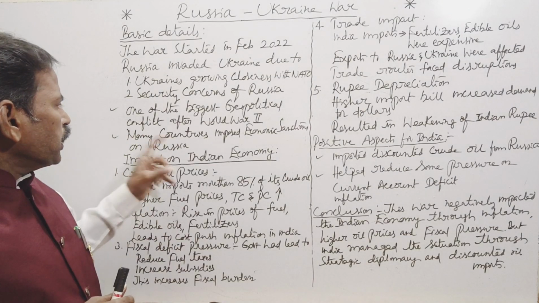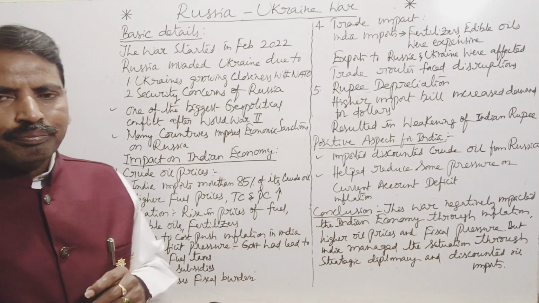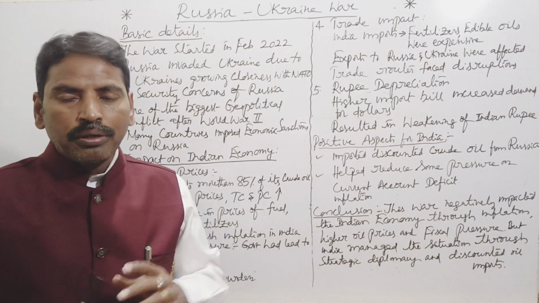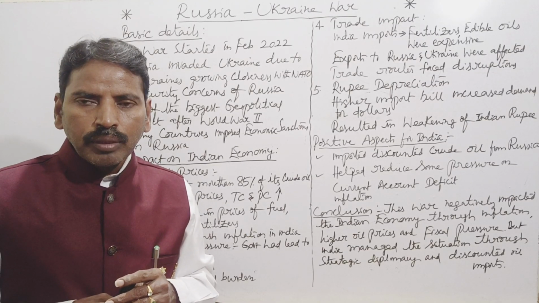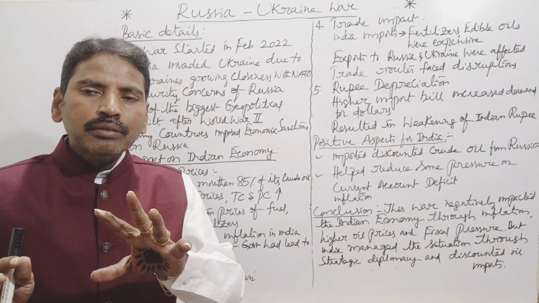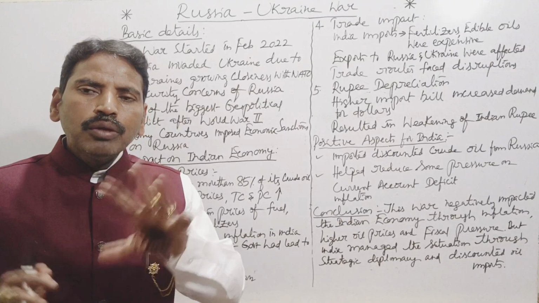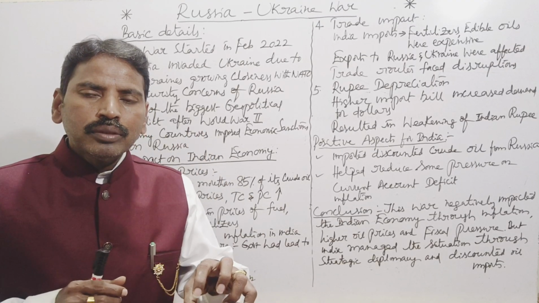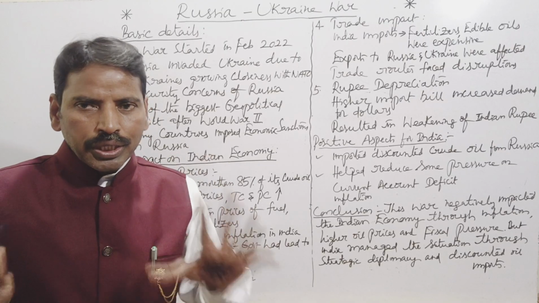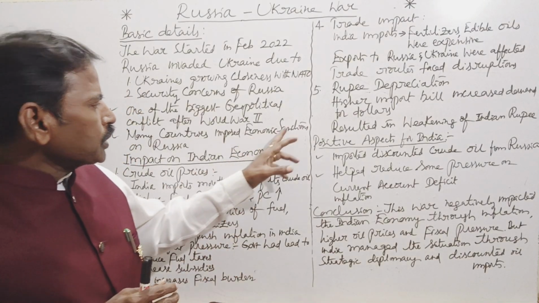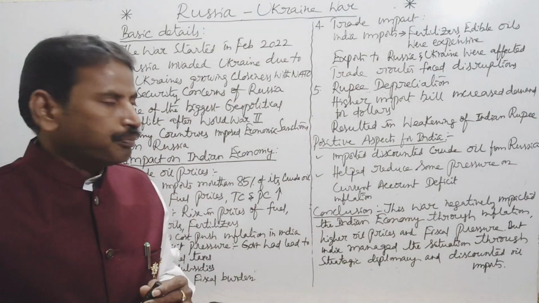Many countries imposed economic sanctions on Russia. Economic sanctions are bans on exports or imports, bans on financial transactions, bans on individual travels, bans on investment, and restrictions on oil and gas trade. These are the economic sanctions imposed on Russia by many countries.